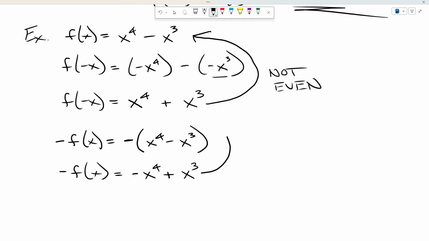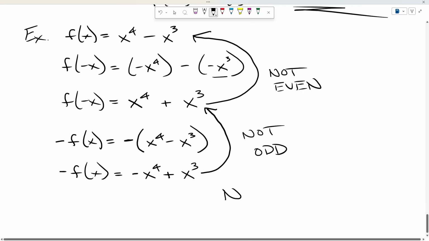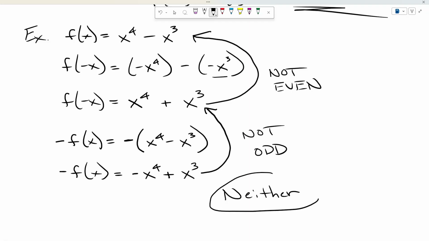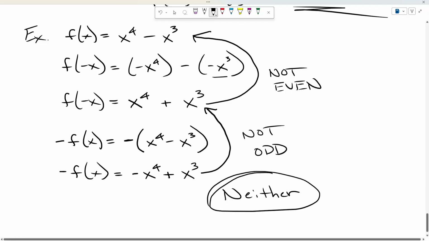So does this equal this? Close, but not quite. We got a negative on the x to the fourth. So that tells us it is not odd either. So if it's not even and it's not odd, then we would say that it is neither. So that is our final answer for that one.